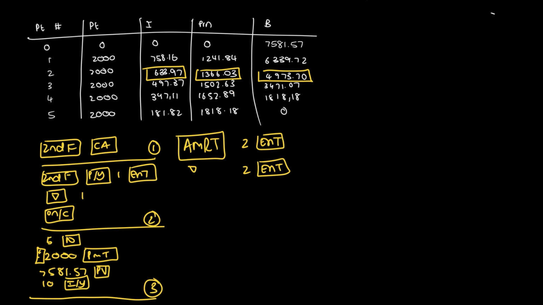And then we are going to just push the down arrow, and it's going to show us our outstanding balance. So it's going to show us this 4973.70. And if we push down again, it will show us our principal reduction, our 1366.03. And if you push down again, it's going to show us our interest, which is 633.97. So pushing down once gives us our principal, and one more time is going to give us our interest.